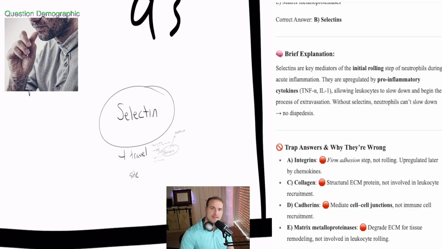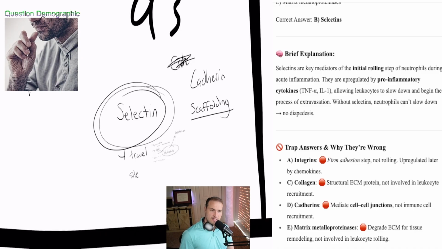Cadherins help with the adhesion between epithelial cells, like the zonula adherens and desmosomes. That's more of the cadherin job, so it's not the right answer. Extracellular matrix proteins are like the collagen, fibronectin, laminin. That's scaffolding, and we're not talking about the scaffolding here. We're talking about the selectins, the Velcro that helps the leukocytes come on in and stay there. G proteins are for intracellular signaling. So yep, we're talking about the rolling step, the rolling phase.